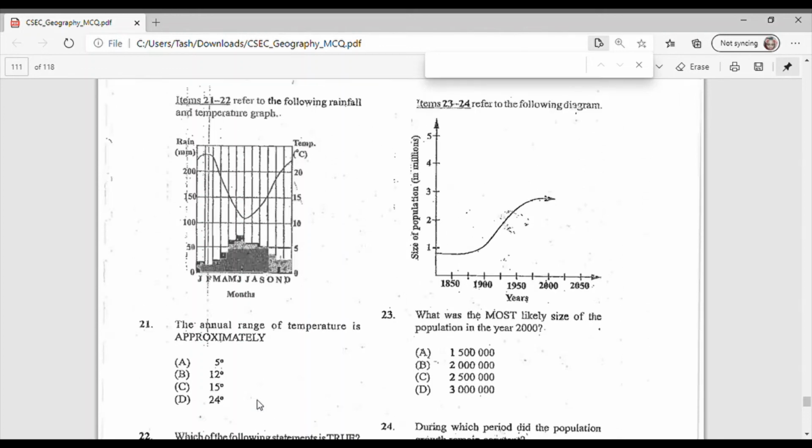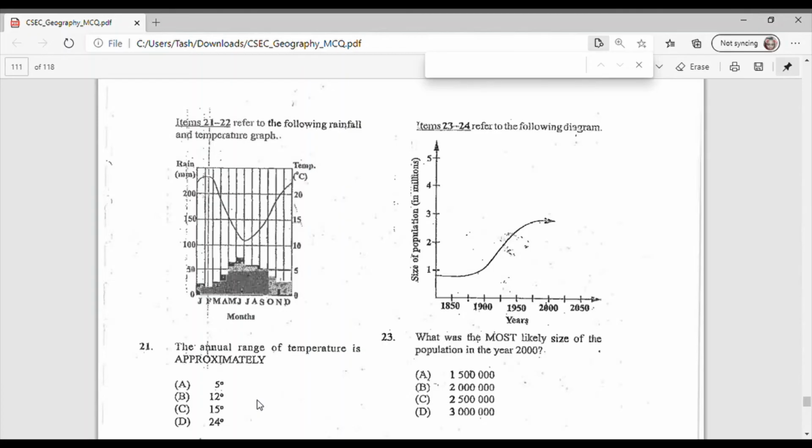For number 23, 23 and 24 refer to the following diagram. What was the most likely size of the population in the year 2000? So we are looking for the population in year 2000. This is year 2000 here, and this line is showing us the population. If you were doing this on paper, you would simply draw a line across here to see which one it is closest to. So based on this, just looking at it, it's very close to 2.8, 2.9, somewhere there.